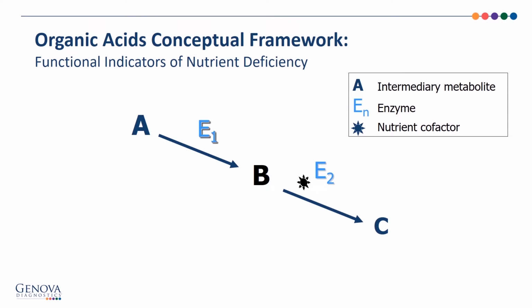Here is a graphical depiction of metabolic inhibition due to a nutrient cofactor deficiency. This example shows a pathway in the body where substrate A is ultimately converted into substrate C with the help of enzymes 1 and 2. In this scenario, nutrient cofactor requirements for enzyme 2 are missing due to poor dietary intake. As a result, we see an accumulation of metabolite B, and elevated levels of it are detected in the urine.